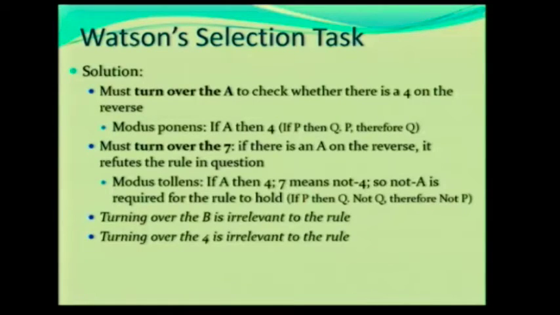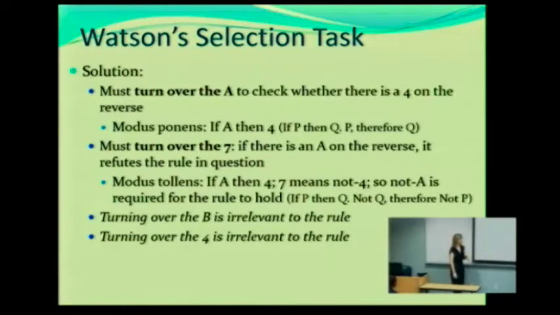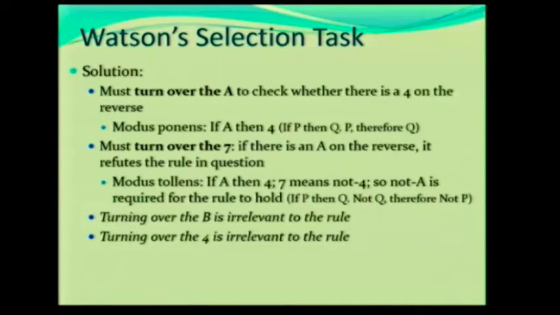So that's modus tollens. If A, then 4. 7 means not 4. So not A is required for the rule to hold. If P, then Q, not Q, therefore not P. Turning over B is irrelevant. Anyone know why? Not part of the rule. Turning over the 4 is irrelevant. That's a tougher one. Anyone know why? It didn't say that A is the only one that has 4, B can have a 4, C can have a 4. It only says that the A must have a 4.